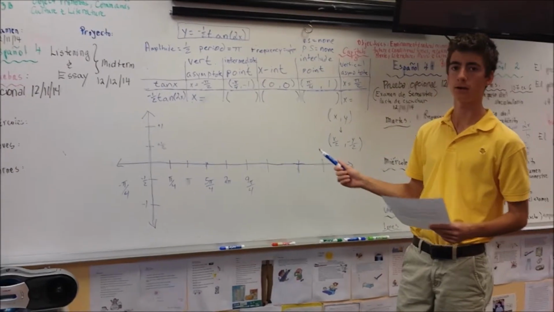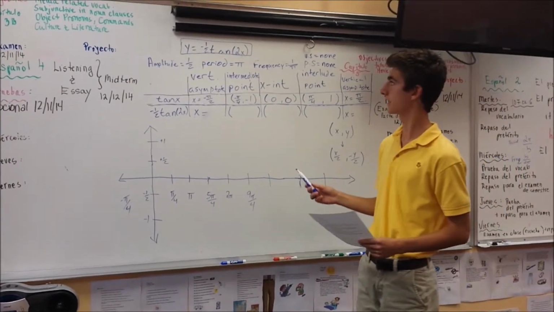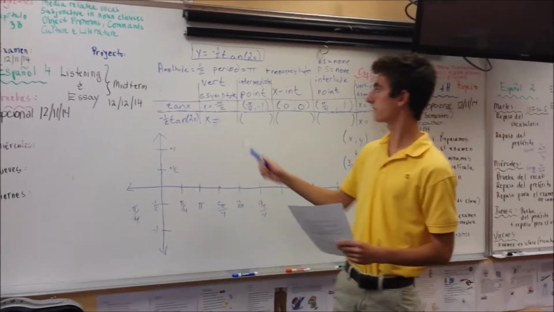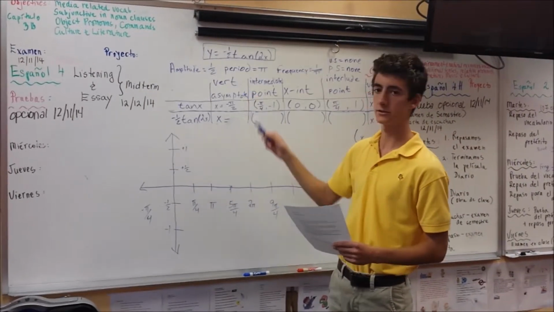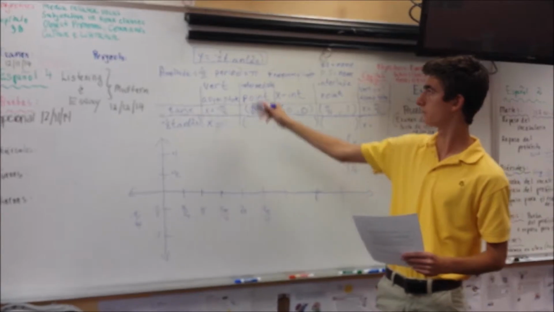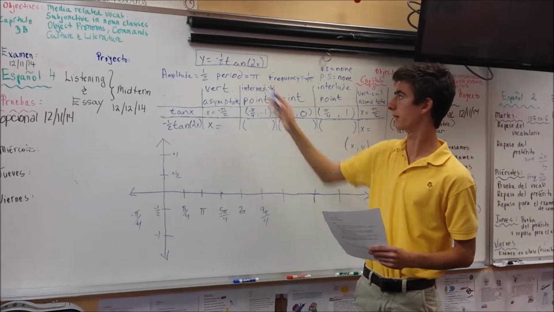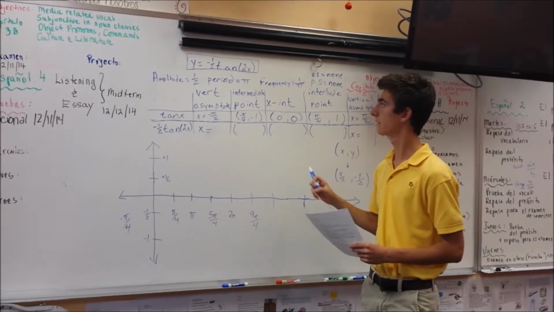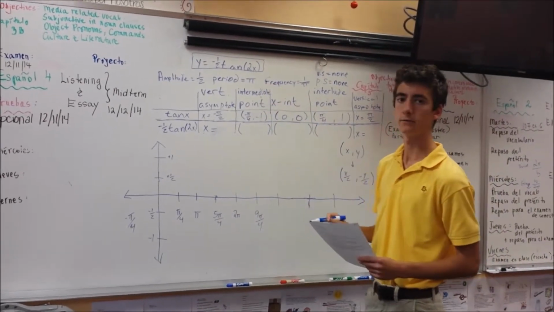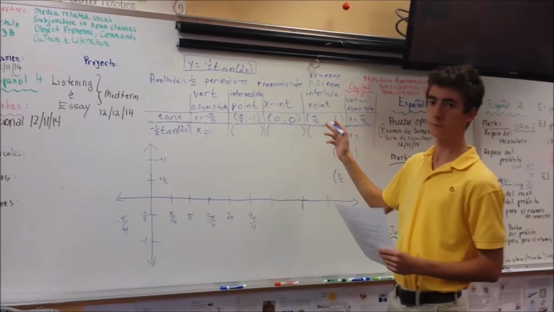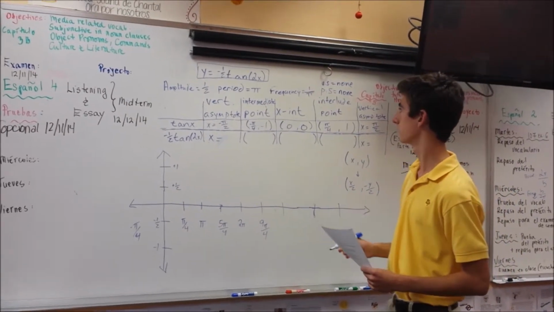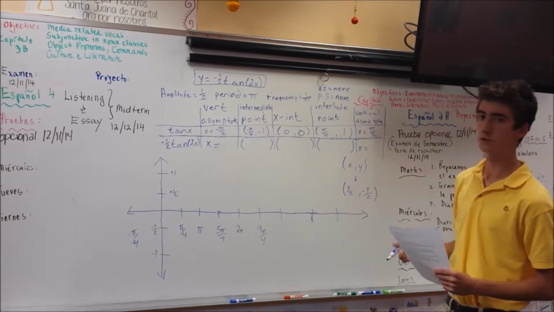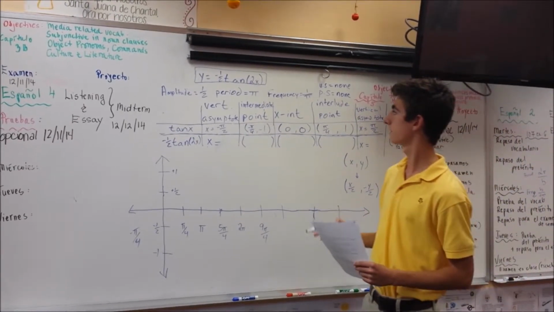The next function is y equals -1/2 tangent 2x. And from this equation we can extrapolate that the amplitude is 1/2 because you take the absolute value of a, which is -1/2. And the period is 2 pi over b. b is 2, so 2 pi divided by 2 is pi. And the frequency is just the reciprocal of the period, so that's 1 over pi. And we have no phase shift or vertical shift in this graph.